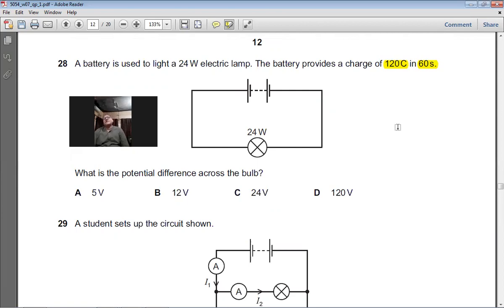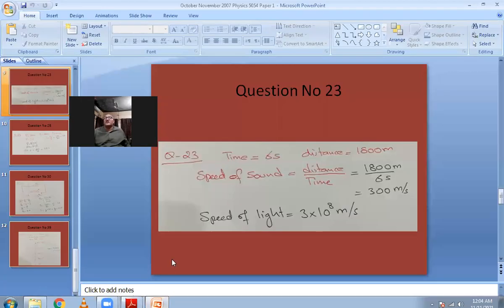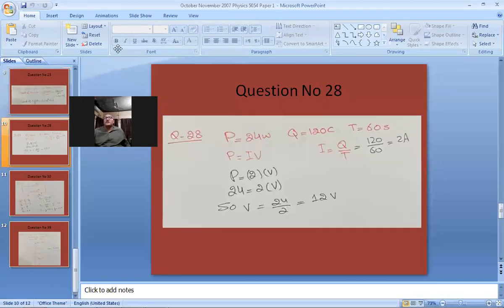The formula for the electric power is P equals IV. I know the power, that's 24 watts. I know the I, that is 2 ampere, and we can calculate the V. So let me show you my calculation. I've done this on a paper. So here we go.